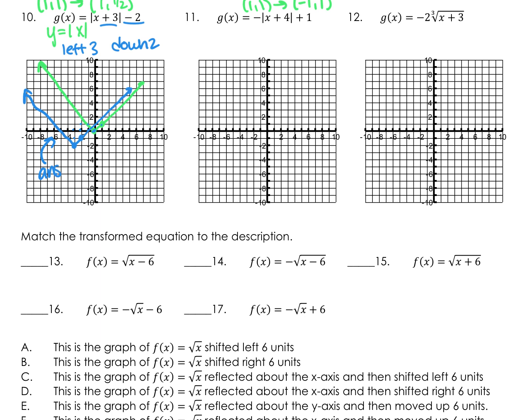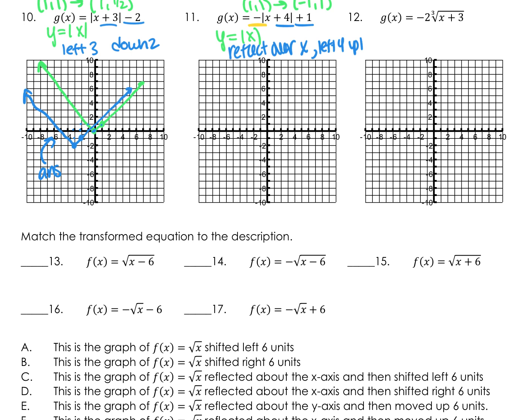All right, for number 11 here, our parent function again is the absolute value function. Now we have a negative in front, so that's going to be a reflection. It's going to change our y values because it's outside, so it'll be a reflection over the x-axis. Because we're going to change the y values, that'll reflect over x. And the plus 4 will mean left 4, and the plus 1 will be up 1.